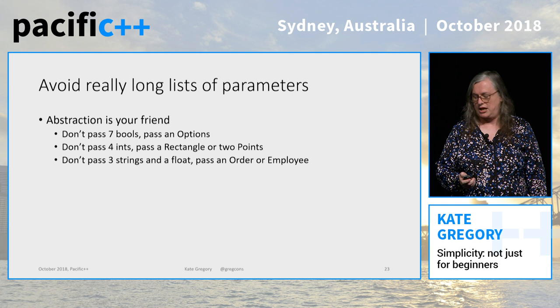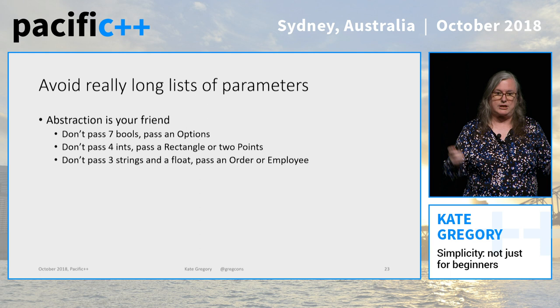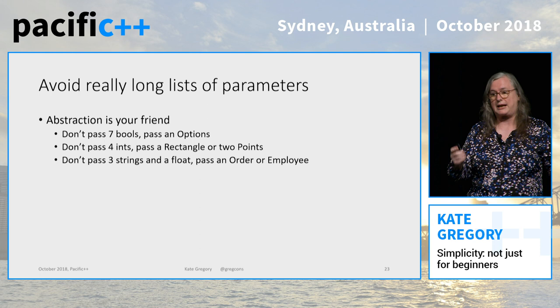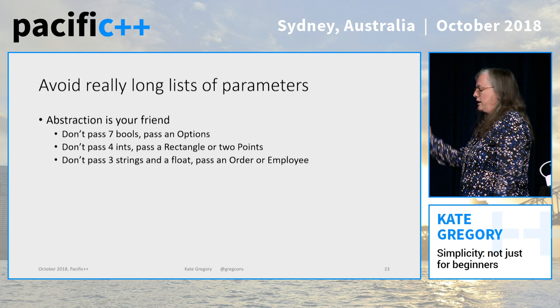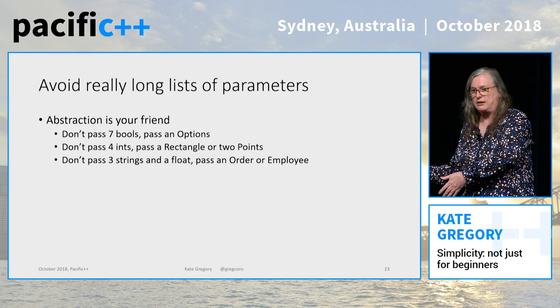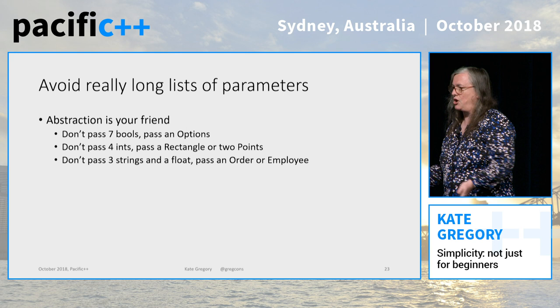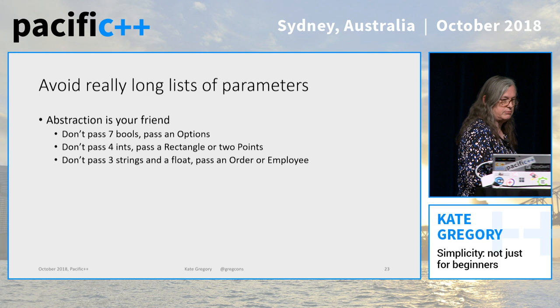Make a struct, then they can all have names, and you can even make the default constructor for the struct set them all to false, and then you only need to set the ones you're turning on, and then you pass that instance of that struct into the function. Much, much more readable. 4 integers for rectangles and points and things like that, and I never know, is that x and y followed by height and width, or width and height, or x1, y1, x2, y2, I don't know, nobody knows. So make a class called rectangle, or make two points and pass those in.